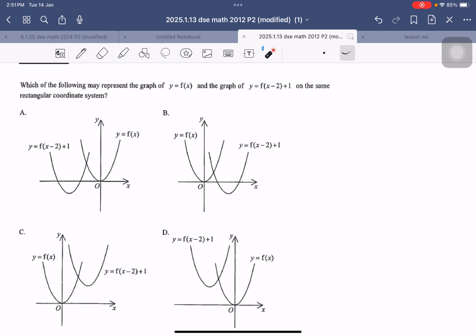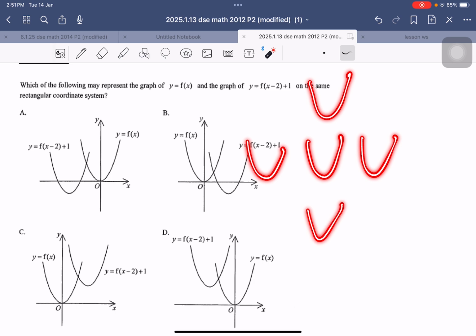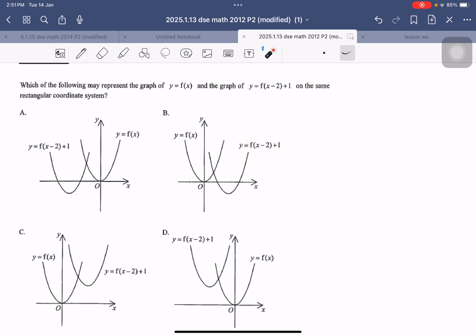When you plus or minus, it means the whole graph is moving to the right, moving to the left, moving up, or moving down. Okay? If you times, what does it mean? You do a stretching. But in this question we don't have the times, so we only look at the plus or minus.